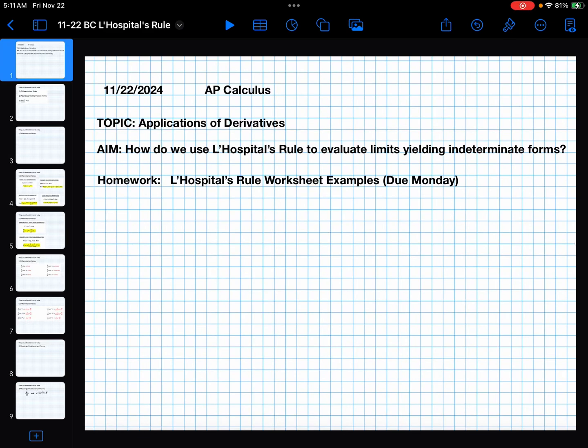Hello everybody. Today we're going to talk about a way of evaluating limits of functions when you wind up with a strange answer by direct substitution. You wind up with something called an indeterminate form. It's a pretty easy lesson, but let's go through a couple of scenarios here just so you can be prepared for any possibility that comes up.